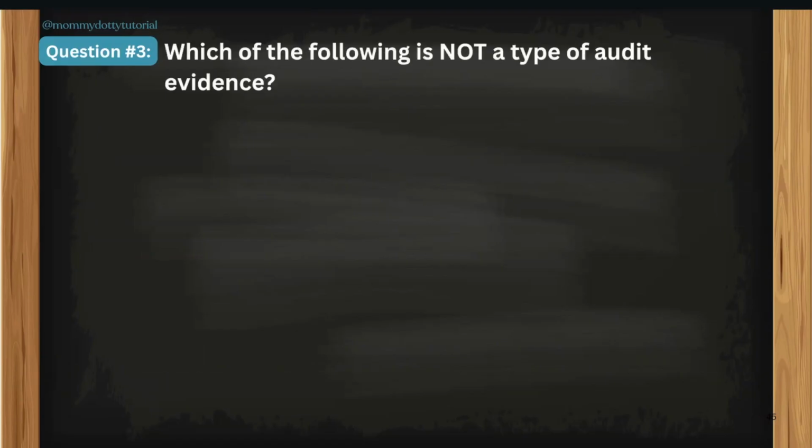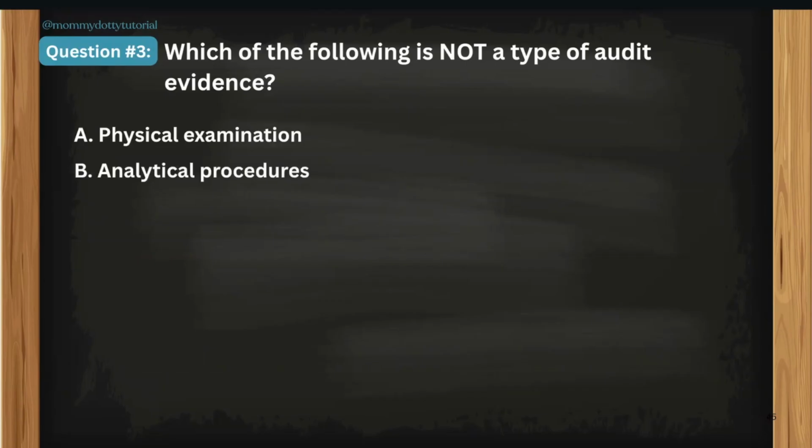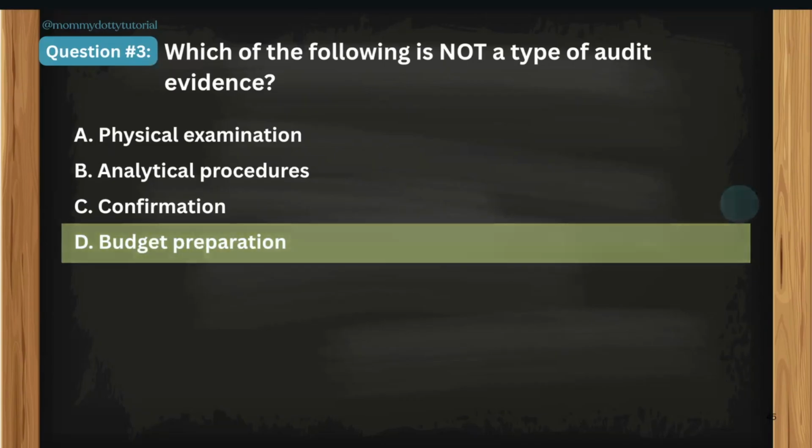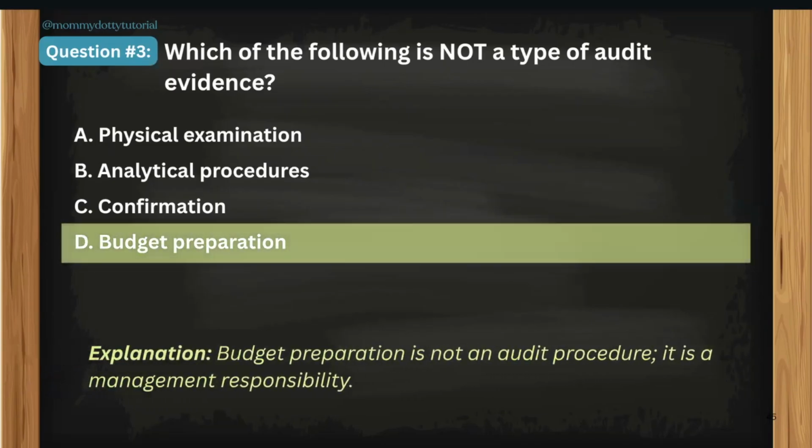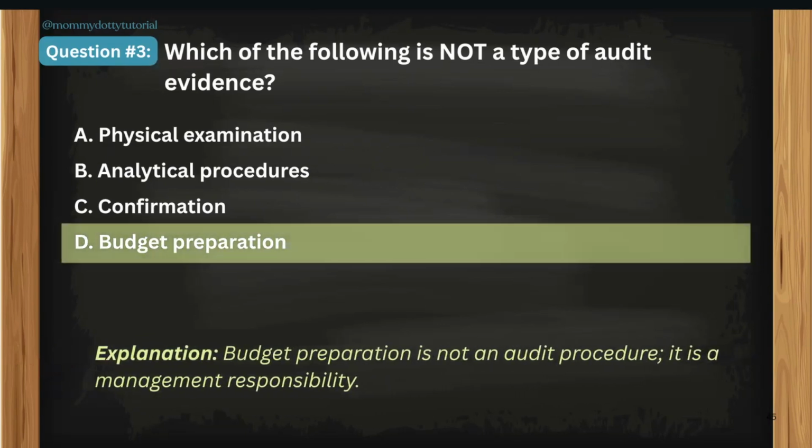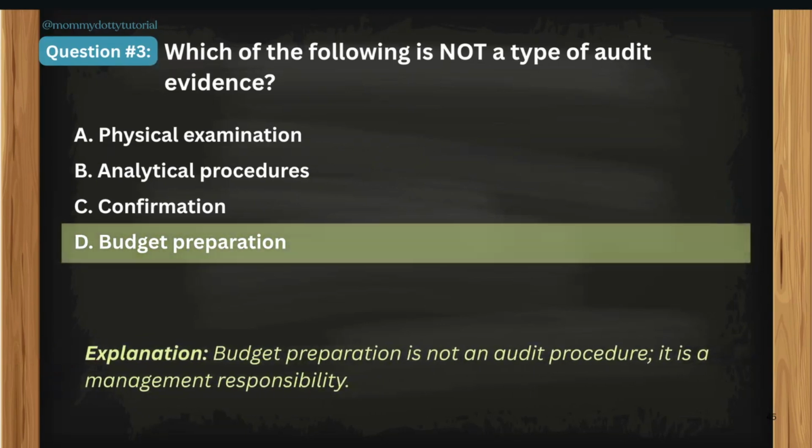Okay, now let's go to question number 3. Which of the following is not a type of audit evidence? A, physical examination. B, analytical procedures. C, confirmation. D, budget preparation. You may pause the video to think. The correct answer is letter D, budget preparation. Budget preparation is not an audit procedure. It is a management responsibility.